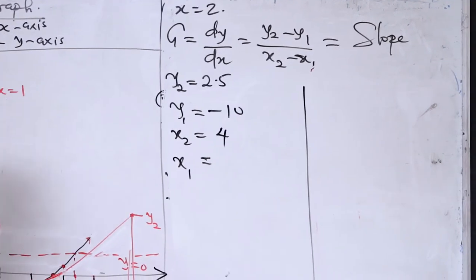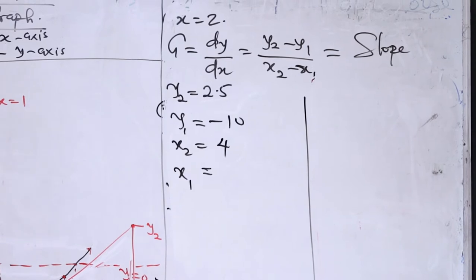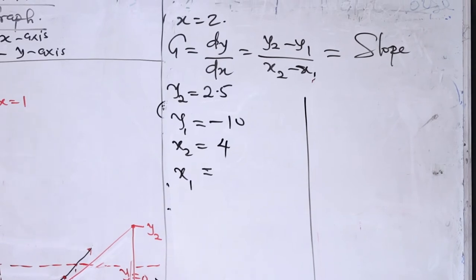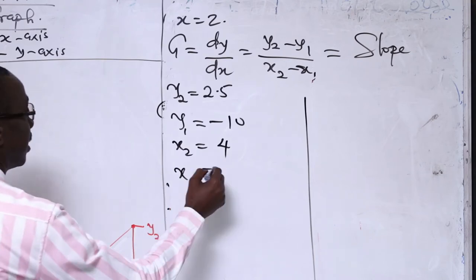this is where the test of whether you can read values from your graph using the scale given comes in. No, I can't take your value again, I must take his value. X1, minus 2.3. Okay, these are somebody's values.